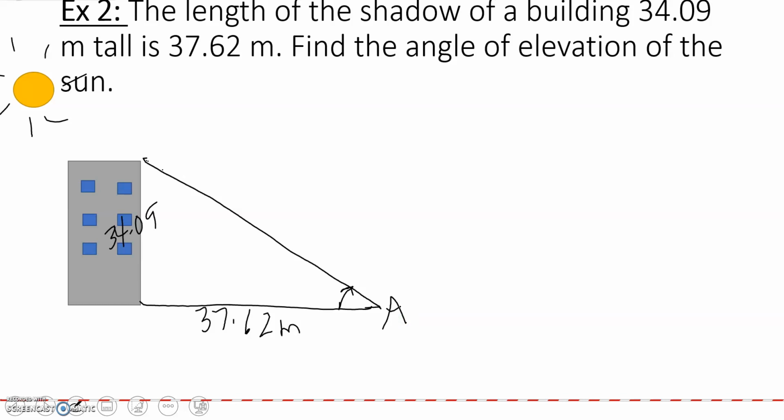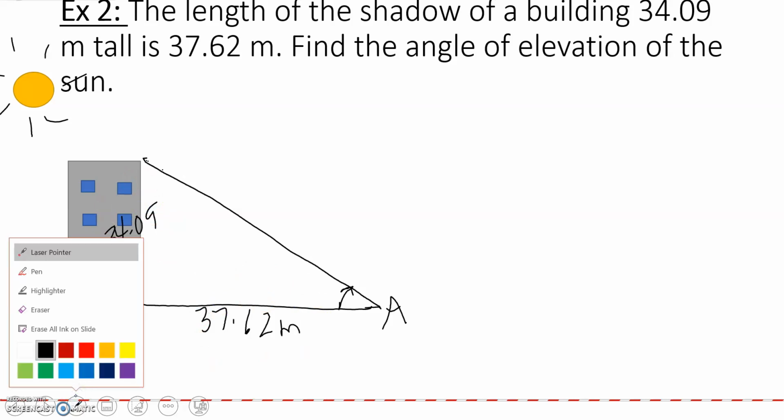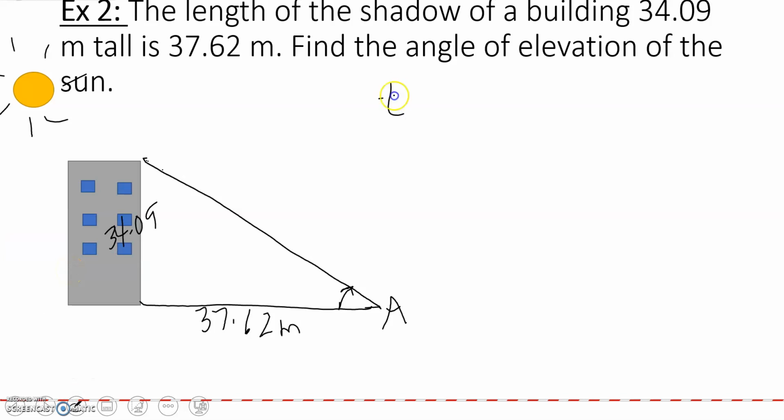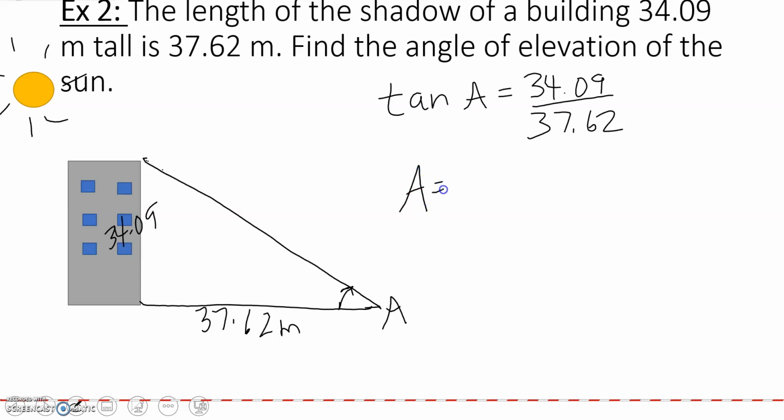Now, if this is angle A, we know the side opposite of A, which is here, and we know the side adjacent to A. Again, the trigonometric function that uses opposite and adjacent is the tangent function. So the tangent of A is equal to the opposite side, 34.09, over the adjacent side, which is 37.62. Now we know what the tangent is, but we don't know the angle. Remember, whenever you want to solve for the angle, you have to use the inverse function. So A is equal to the inverse tangent of 34.09 over 37.62.